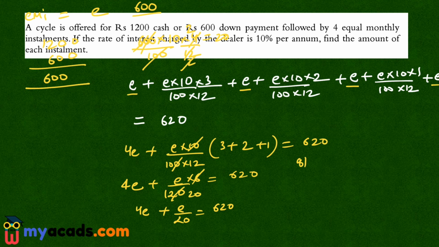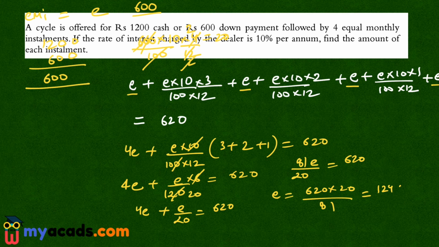E by 20 equals 620. This is 81 by 20 into E equals 620. E is 620 into 20 divided by 81. This is 124 into 100 by 81.